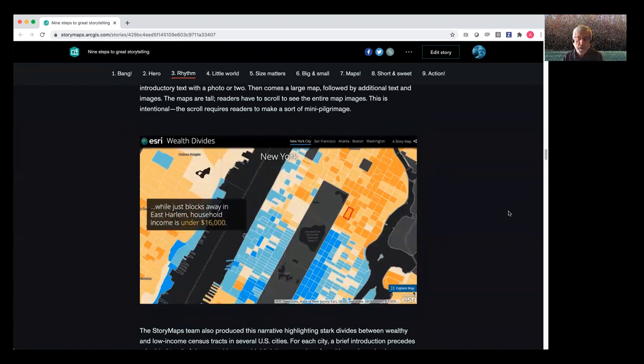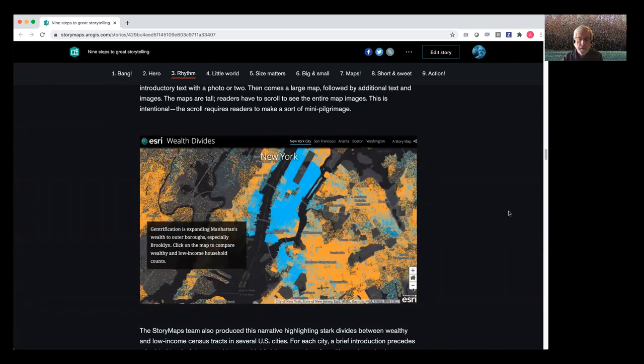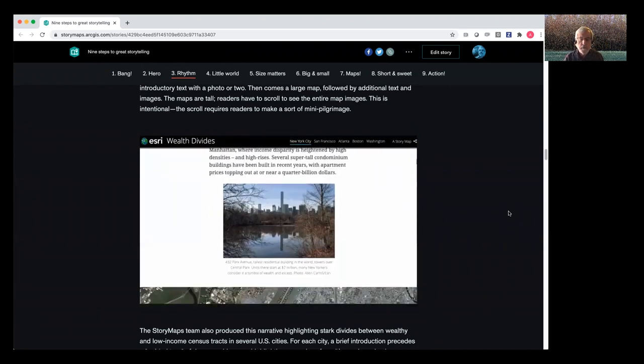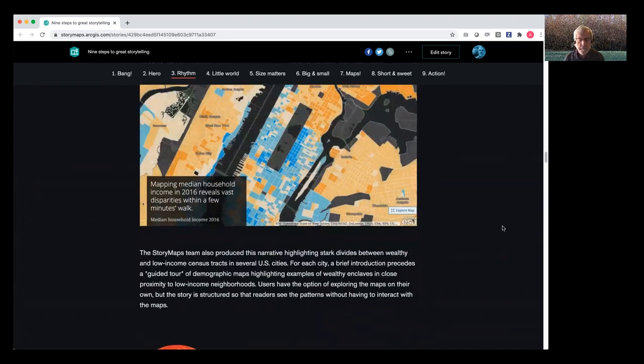We also did a story called Wealth Divides. And so we featured a half dozen US cities, but for each one, we went through the same kind of sequence of map imagery, maps, photos, etc.